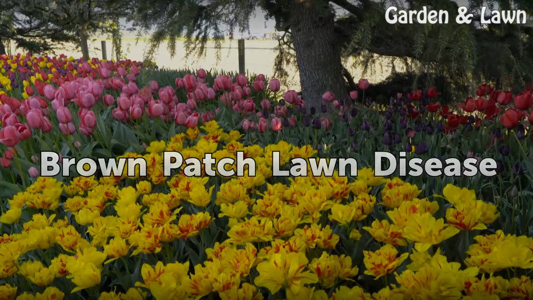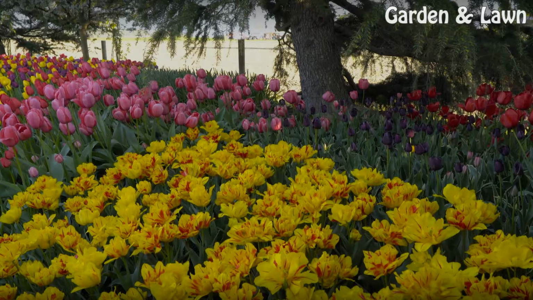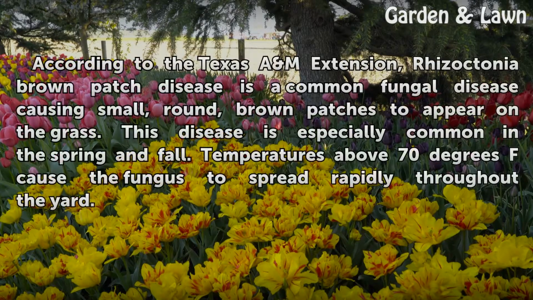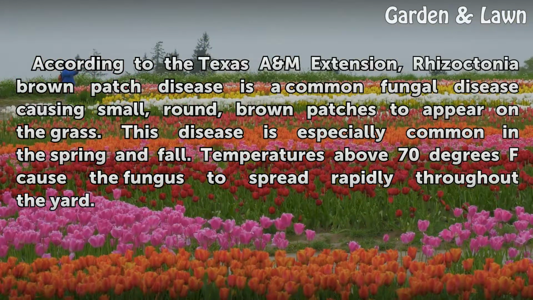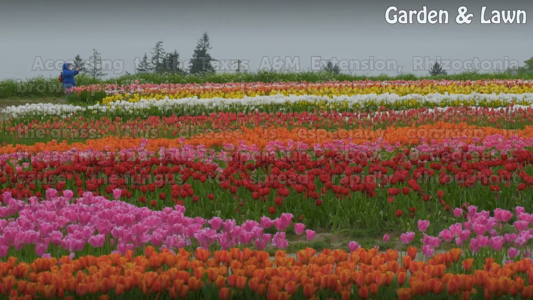Brown patch lawn disease. According to the Texas A&M Extension, Rhizoctonia brown patch disease is a common fungal disease causing small, round, brown patches to appear on the grass. This disease is especially common in the spring and fall. Temperatures above 70 degrees Fahrenheit cause the fungus to spread rapidly throughout the yard.